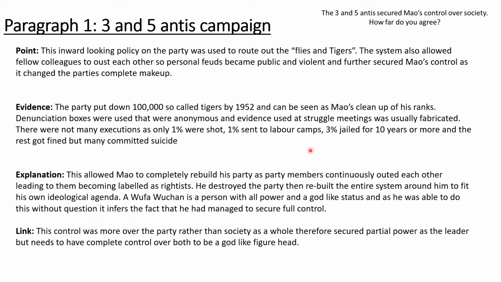Linking back to the question in the top right, I said that this control was more over the party rather than society as a whole, therefore secured partial power as the leader, but needs to have complete control over both to be a godlike figurehead. Obviously, these campaigns secured his control over the party, but not over society as a whole, so can't be seen as a Wu for Wu Chan just yet.